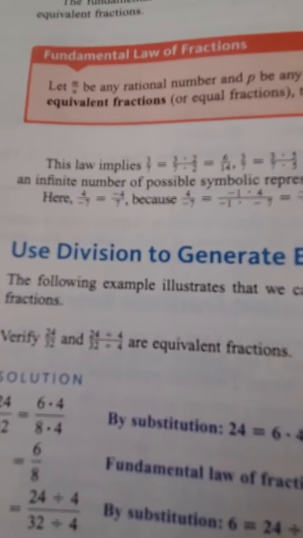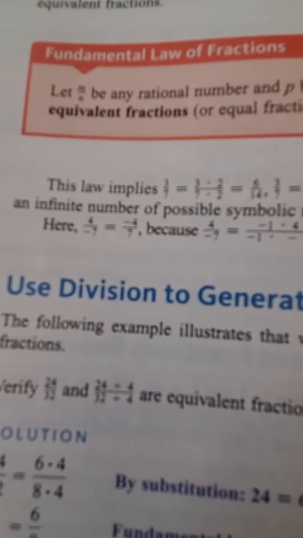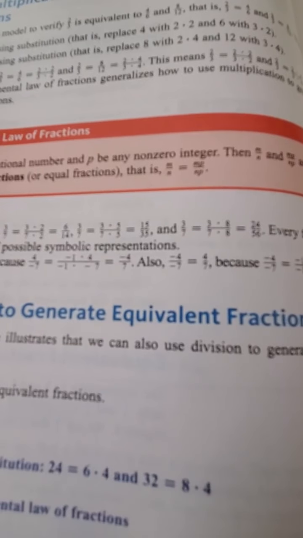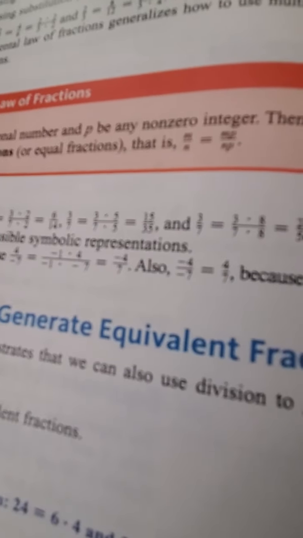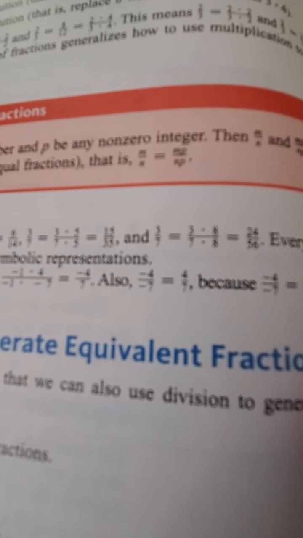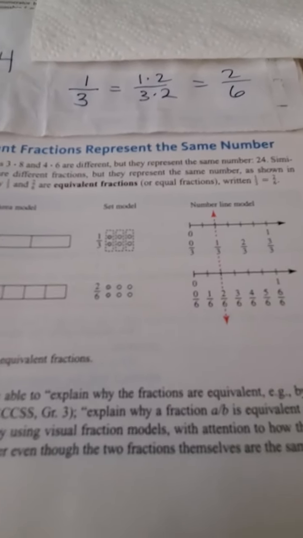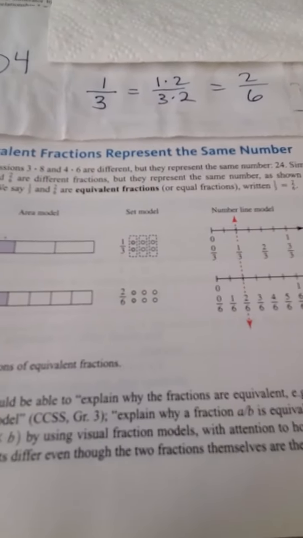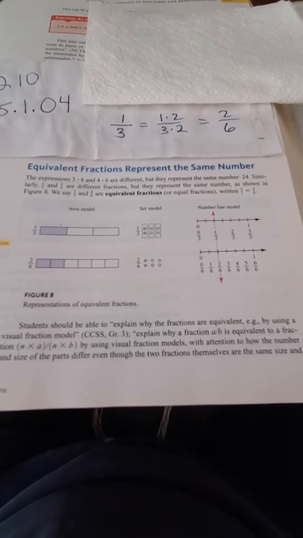Now, a fancy way of saying this, or official way of saying this, is that if m over n is a rational number and p is any non-zero integer, then m over n and mp over np are equivalent fractions. So in our example, we had 1 over 3 is equal to 1 times 2 over 3 times 2, which is 2 over 6. And here are the examples we showed before of why 1/3 and 2/6 are the same thing.